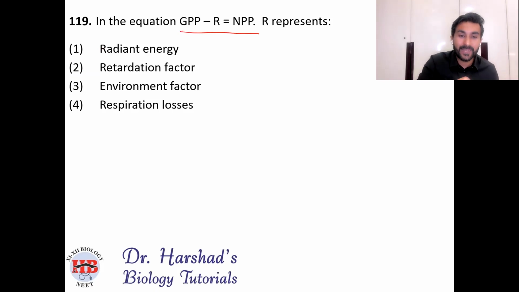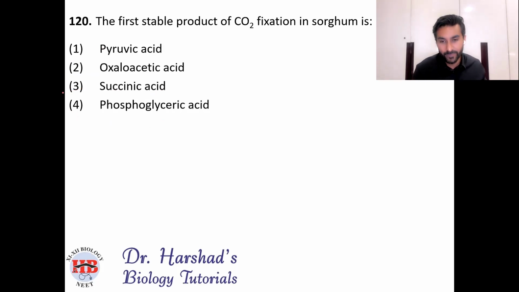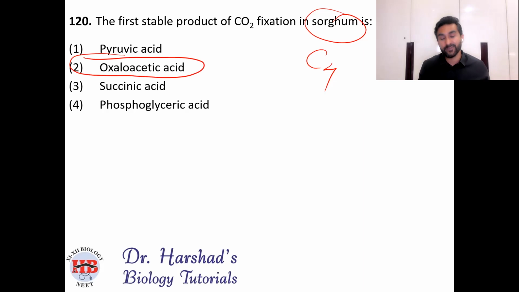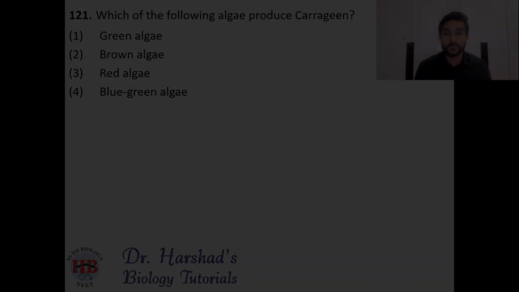Now, this is your net primary productivity, and net primary productivity, if you remember, is gross primary productivity minus the loss by respiration. So the answer would be respiration loss in this question. The first stable product of carbon dioxide fixation in sorghum. If you remember, sorghum is a C4 plant, and in a C4 plant, the first stable product is a 4-carbon acid, which is called oxaloacetic acid. And that is why we call that pathway the C4 pathway. So the answer in this case would be oxaloacetic acid.